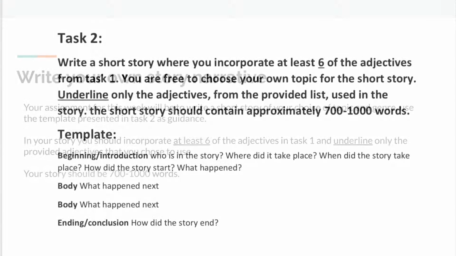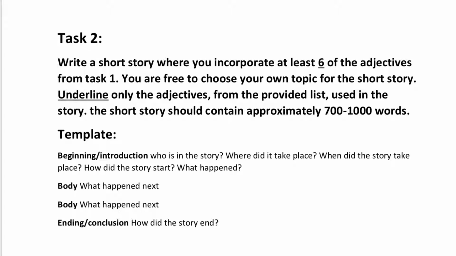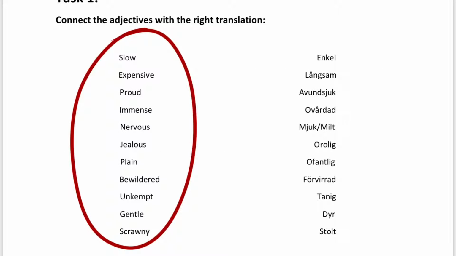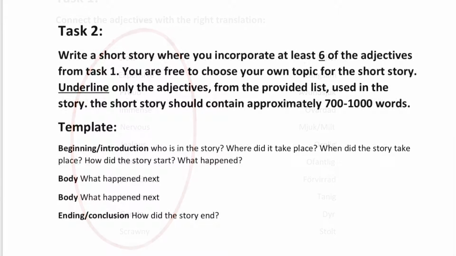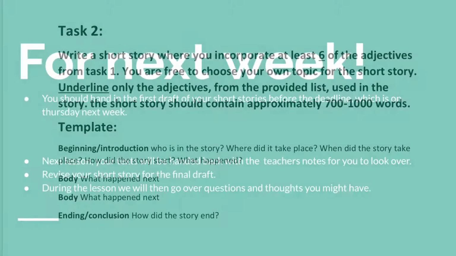In your story, you should incorporate at least 6 of the adjectives in task 1 and underline only the provided adjectives that you choose to use in your story. Your story should be somewhere between 700 and 1,000 words long.